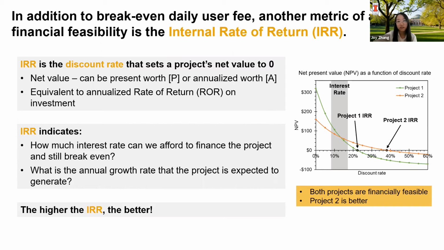So if we look at the graph on the right-hand side, project 1 has a lower IRR than project 2, which means that project 2 is more profitable than project 1. And if we compare them to a range of interest rates we expect, they both are outside on the right-hand side of that range, meaning that both of these projects are financially feasible, and we can afford those interest rates to fund these two projects. Next, please.